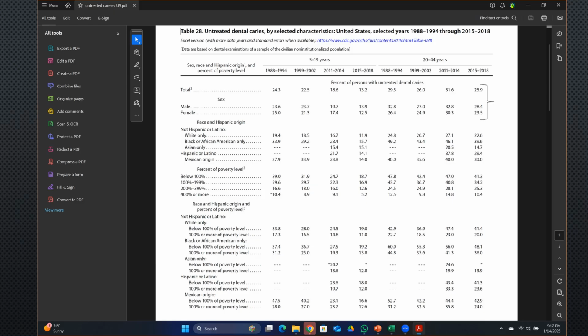Untreated dental cavities have fallen sharply among children aged 5 to 19 since the late 1980s, from about 24% to around 13% by 2015 to 2018 in young individuals. Improvements are smaller for adults aged 20 to 44. Persistent gaps remain. Rates are higher among Black and Hispanic groups and among people below the poverty line, showing dental disease is linked to social and economic factors and needs targeted access to care.